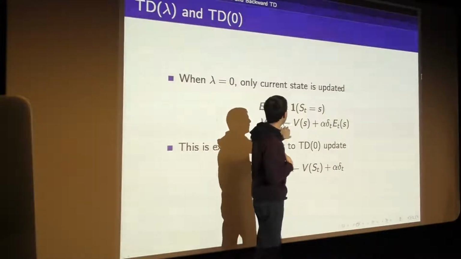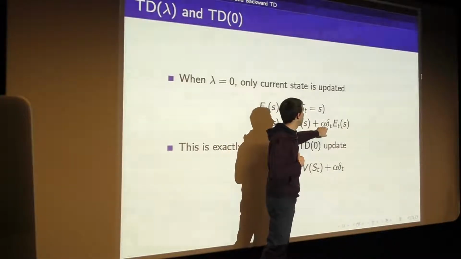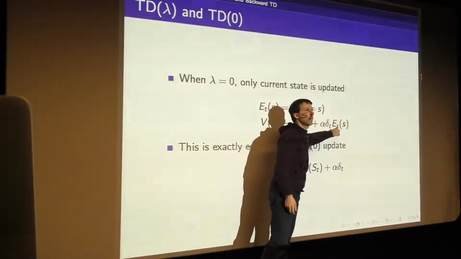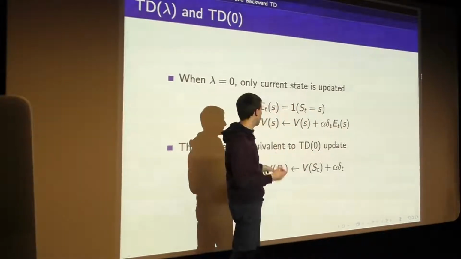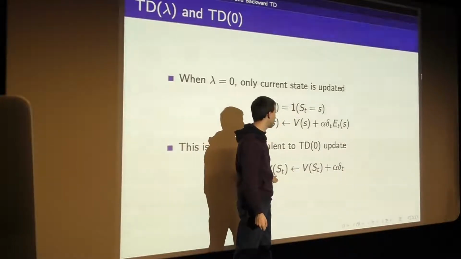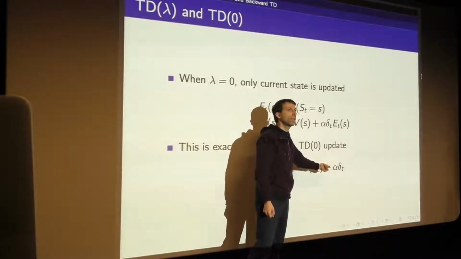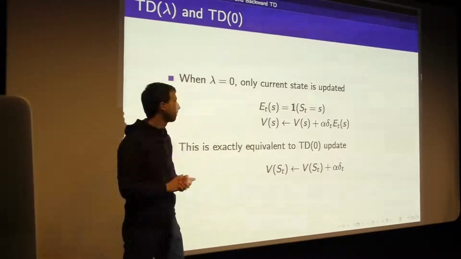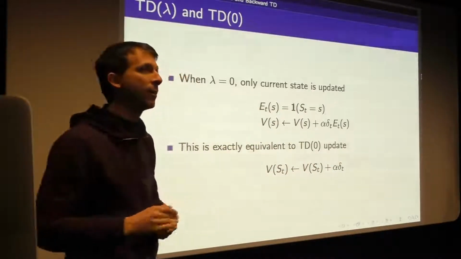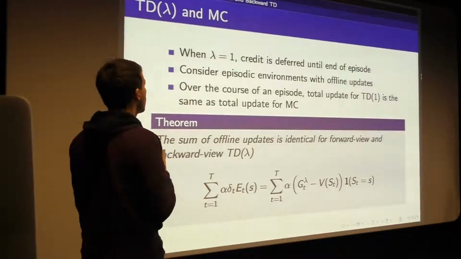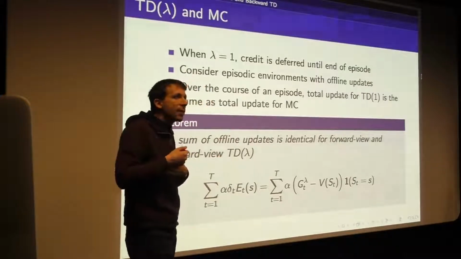And so we update our value function in proportion to this thing, which only will be updated if we actually visit that state. And that's exactly what TD0 does. For the state that we visited, we update the value function in proportion to the TD error for that state, only if that state was visited and never otherwise. Okay? At the other extreme, we have lambda equals 1, and in that case, the credit is deferred all the way to the end of the episode.